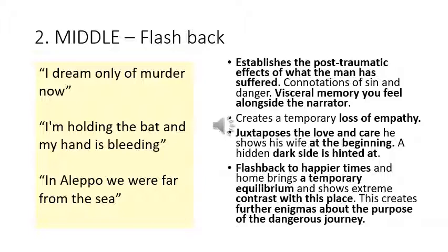Okay, so in the middle of the text, we have the flashback, I dream only of murder, and the episode with some visceral details that suggest our narrator is not necessarily simply the kind, caring man that his love for his wife suggests. In Aleppo, we are far from the sea, so we have the flashback or analepsis to a different setting, to happier times, and a sense of sort of equilibrium is created, and this setting is juxtaposed or contrasted to their current setting.